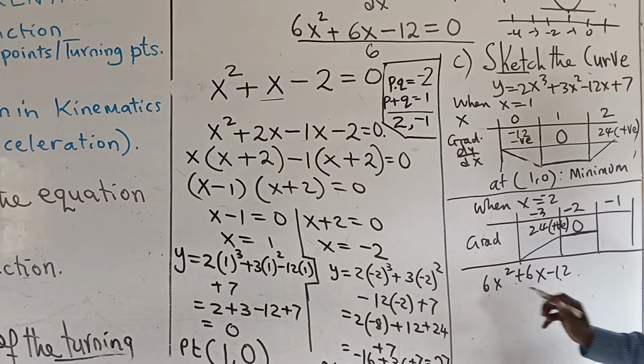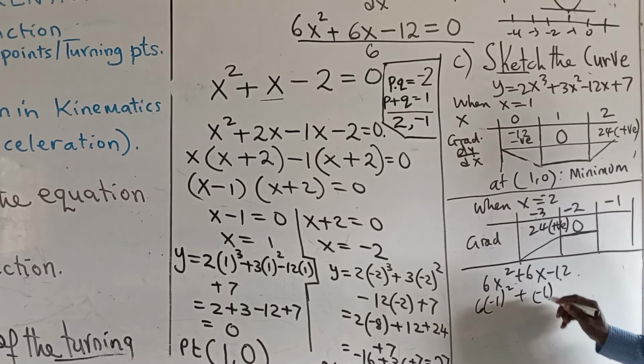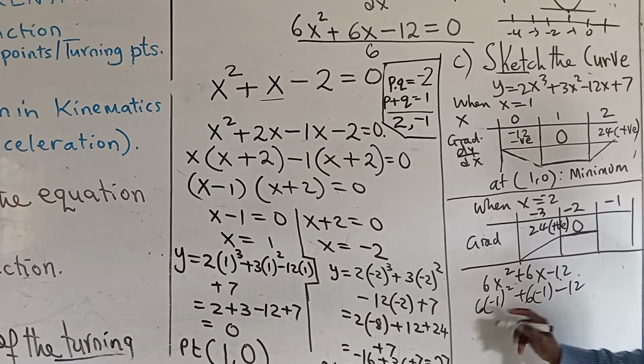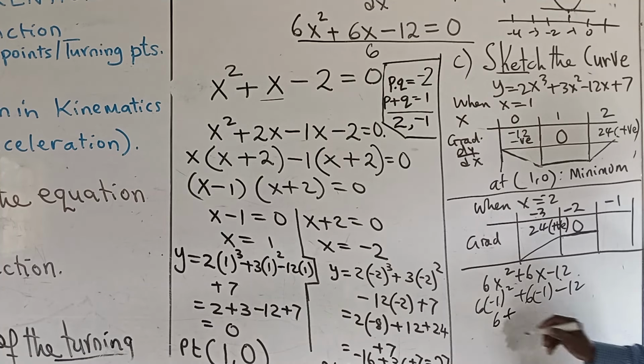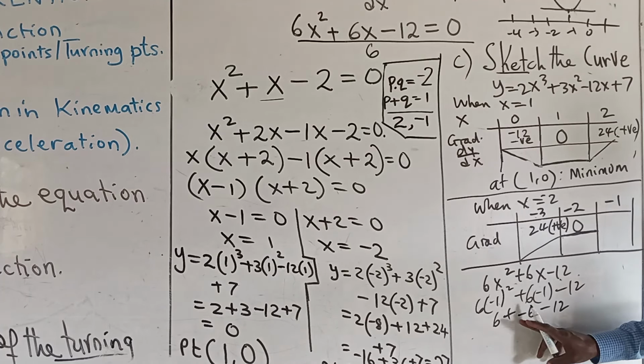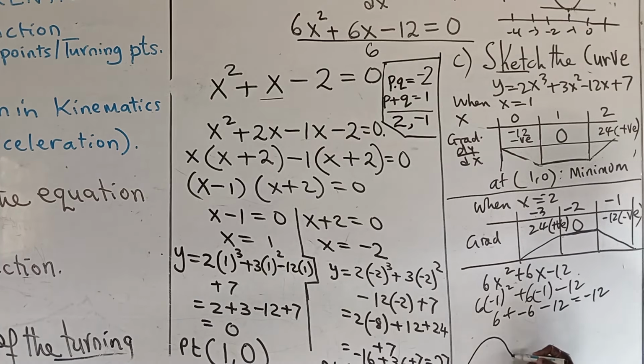Negative 1 into the gradient function, we get negative 1 squared into 6 plus negative 1 into 6, subtract 12. So negative 1 squared is 1, multiplied by 6 is 6, added to negative 1 by 6 is negative 6, then subtract 12. We have 6 subtract 6 is 0, subtract 12, that is negative 12. The most important thing is that the gradient is negative at that point. How does a negative gradient slope? It slopes in this direction. So in short, the curve takes this kind of a shape.